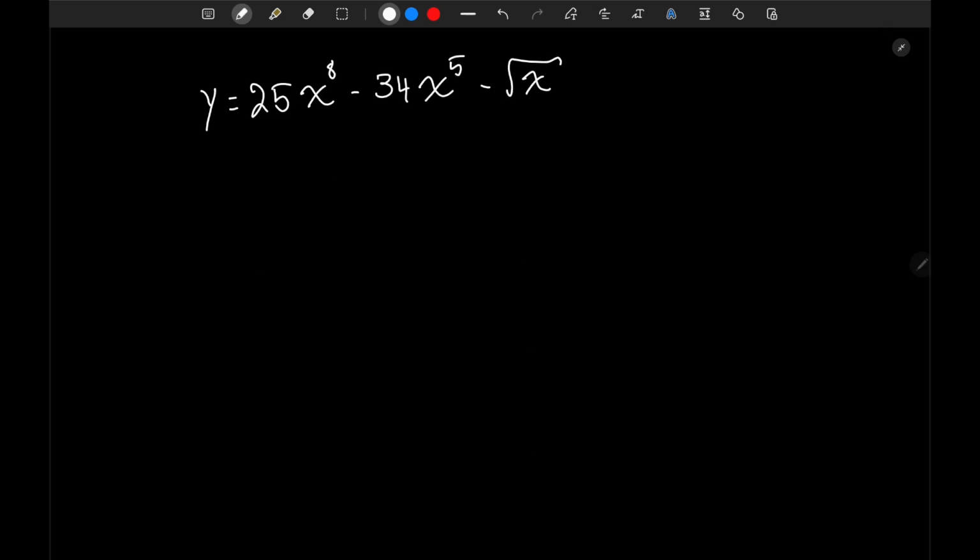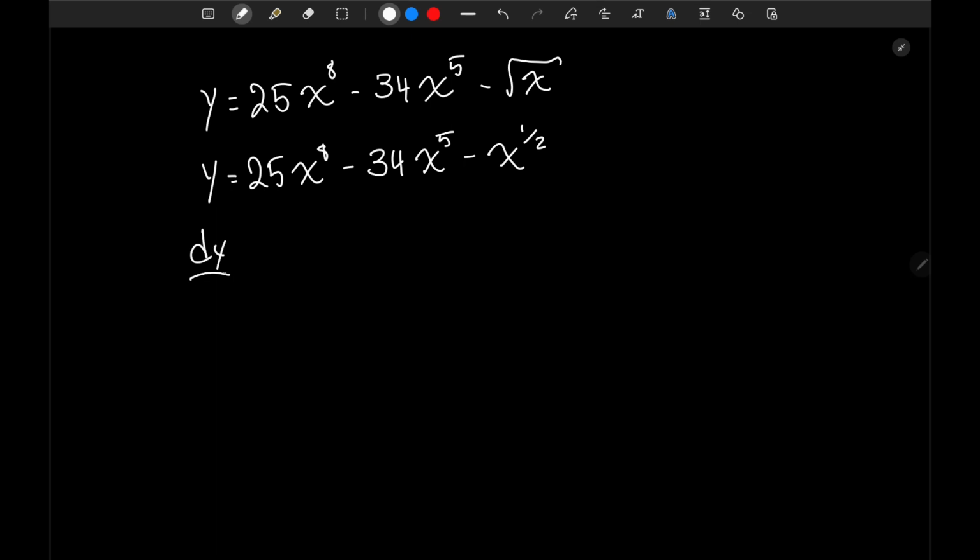Y is equal to 25x to the 8 minus 34x to the 5 minus square root of x. So let's rewrite this with the square root as an exponent. Y is equal to 25x to the 8 minus 34x to the 5 minus x to the power of 1/2.